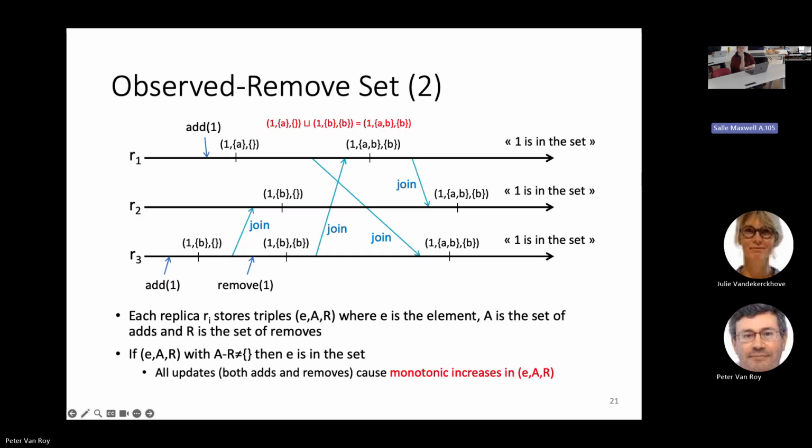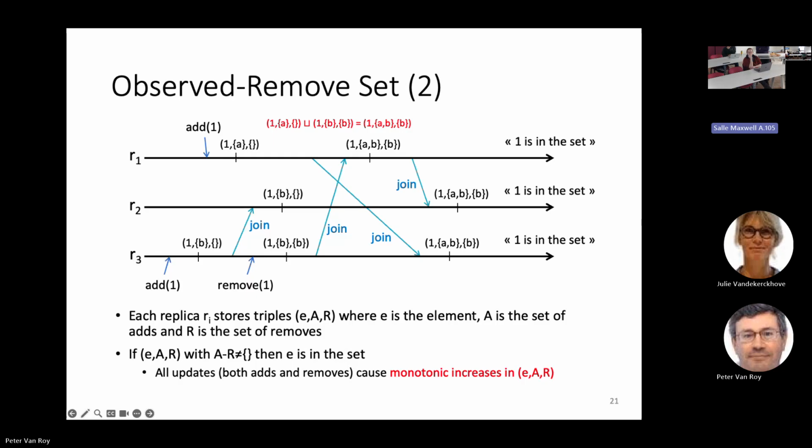So here also I add one. So I have 1B, and then there are these joins, which is the nodes chatting between each other, sending information back and forth. So this 1B empty will actually move to R2. But if I now remove one, it will take this A and put it as the R. That means B minus B is empty. So the one is no longer in the set.